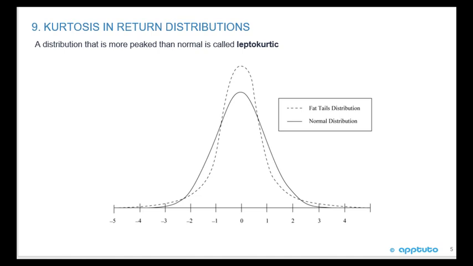Here's just a graph to show you very quickly a distribution that is more peaked than the normal is called leptokurtic. So we can see the normal distribution, and then the dotted line, a fat tails distribution. It's taller and slender, so it's leptokurtic.